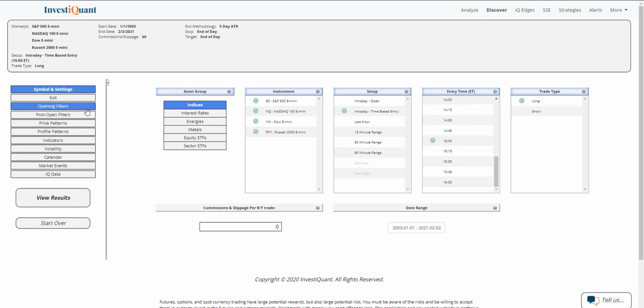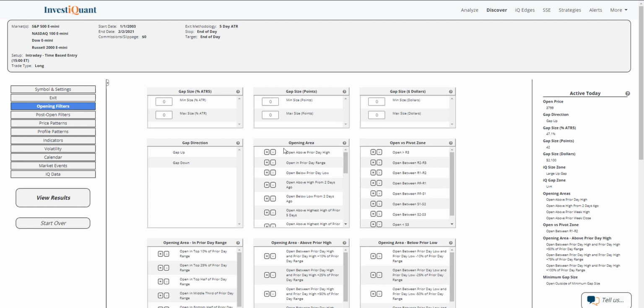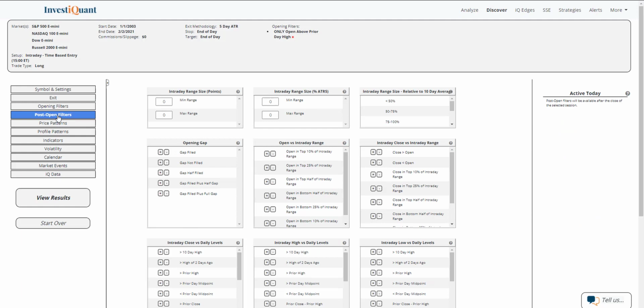Now, to describe the price action, I'm going to say that we opened above the prior day high. So if I go into opening filters and hit equals next to open above prior day high, that'll add it to the test. Next, I can go into the post-open filters and describe the price action that we have seen thus far into the session.